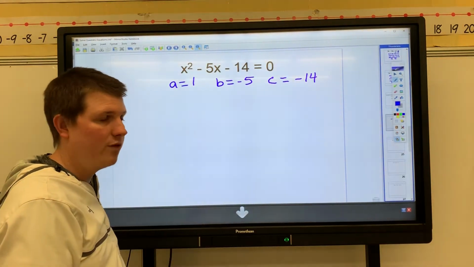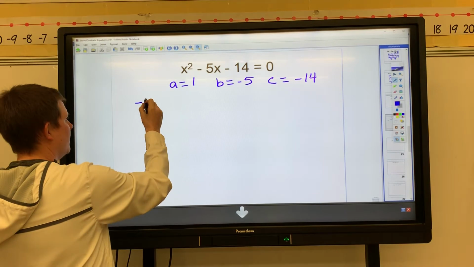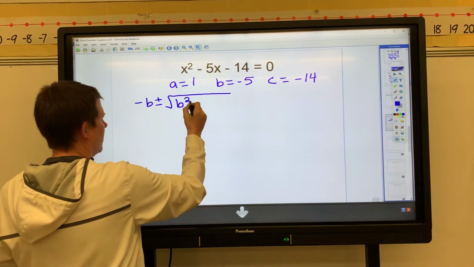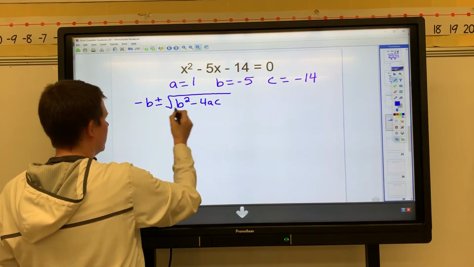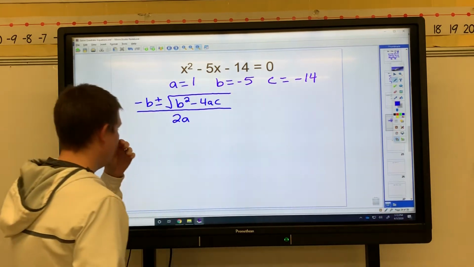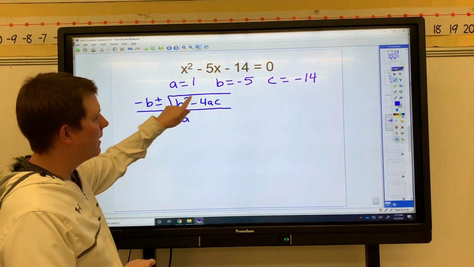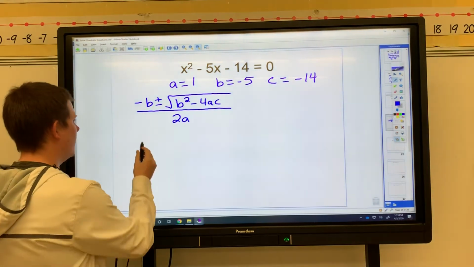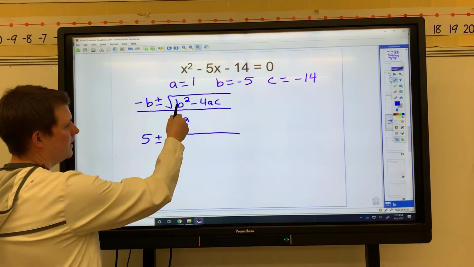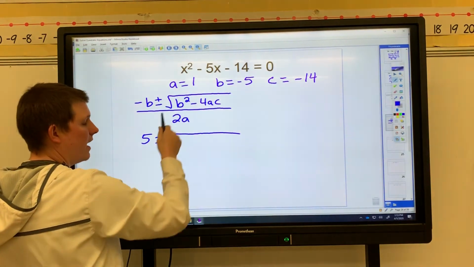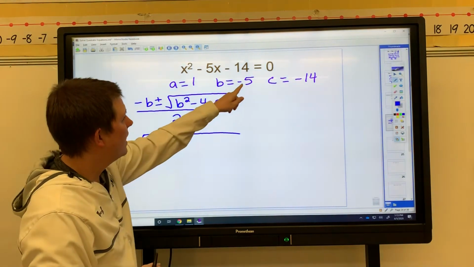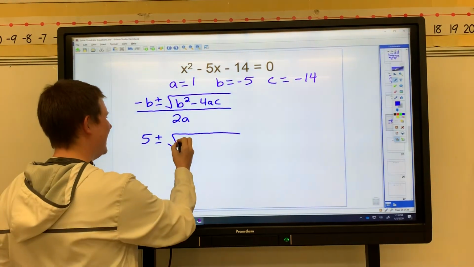So now we plug it into our formula. I'll rewrite the formula. Negative b plus or minus the square root b squared minus 4ac all over 2a. So now we're just going to plug in everything into the formula. Negative b. b is negative 5, so it will become positive 5. b squared, it's negative 5. Now, as I said, no matter what the b is, once we square it, it becomes positive. So negative 5 squared is positive 25.